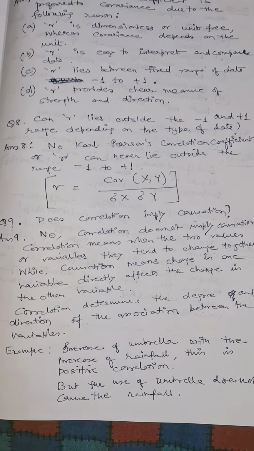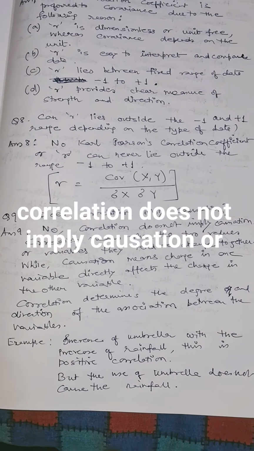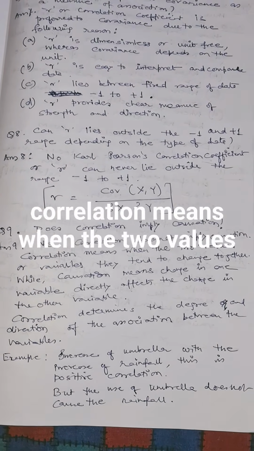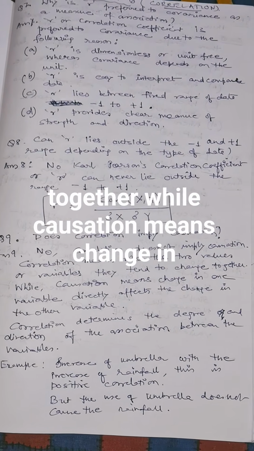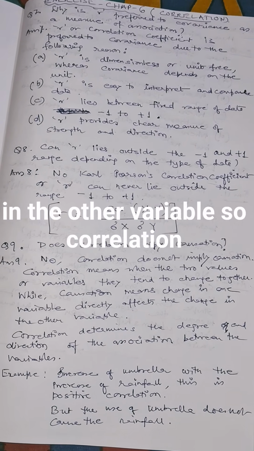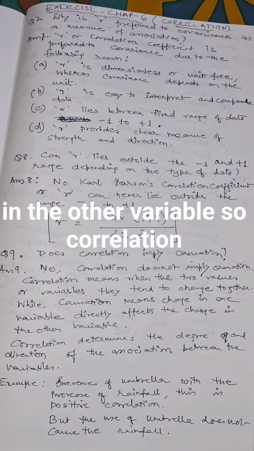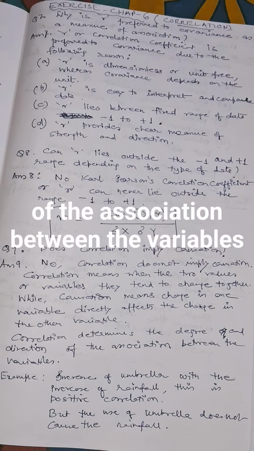Now question 9 is, does correlation imply causation? No, correlation does not imply causation. Correlation means that two variables tend to change together, while causation means a change in one variable directly affects the change in the other variable. So correlation determines the degree and direction of the association between the variables.